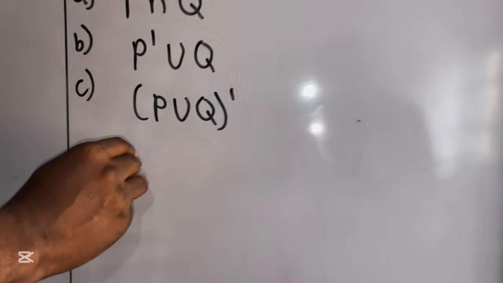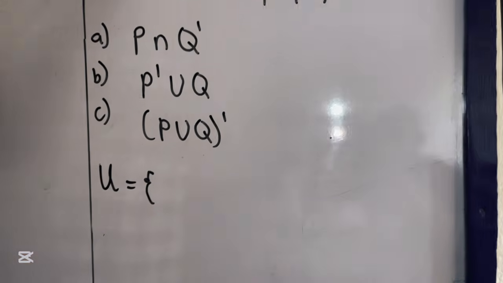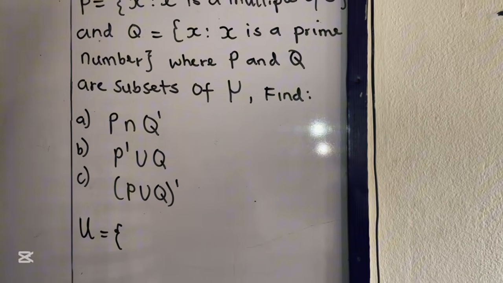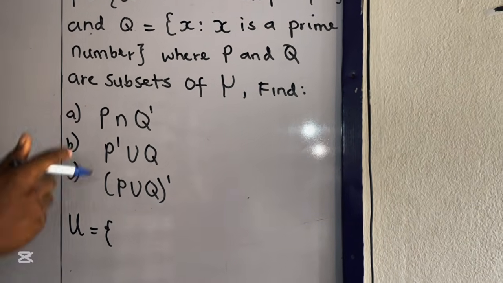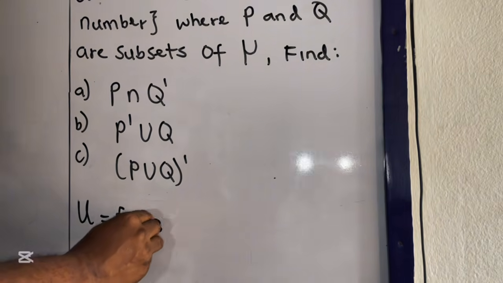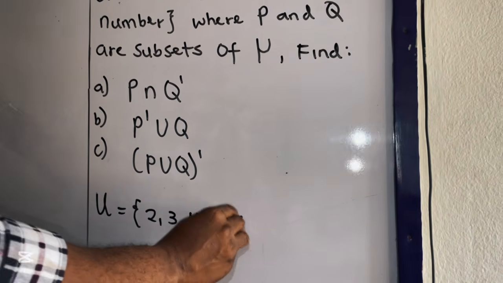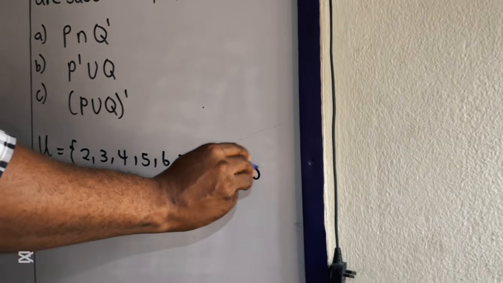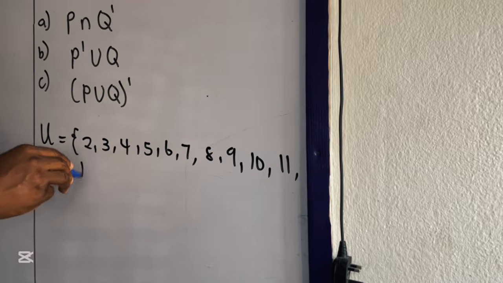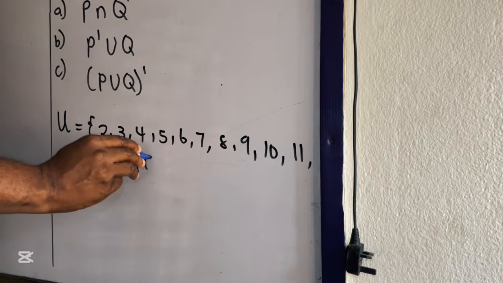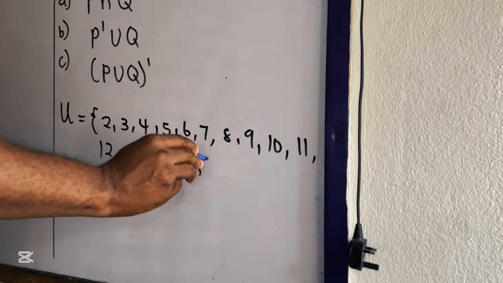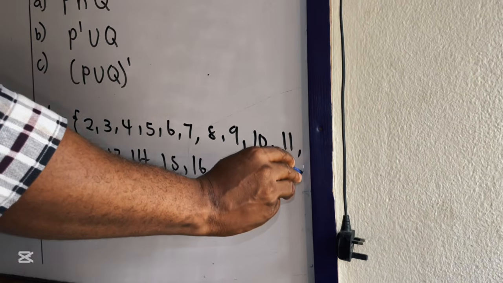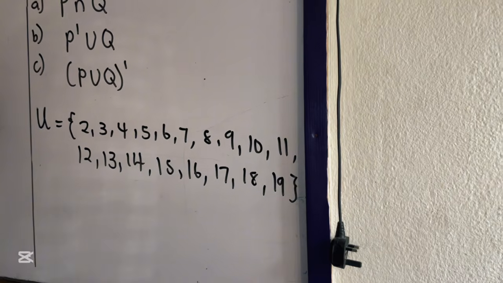So in this case, we have been told that the universal set is above 1 but less than 20, and they are all integers. So we have 2, 3, 4, 5, 6, 7, 8, 9, 10, 11, 12, 13, 14, 15, 16, 17, 18, 19. So these are the numbers that fall within that range.